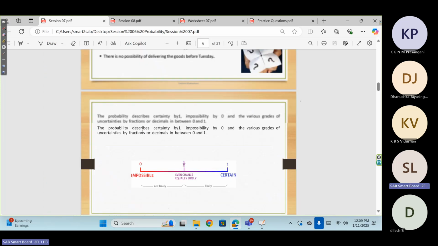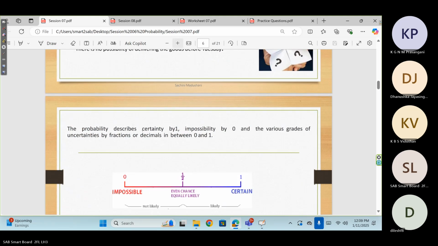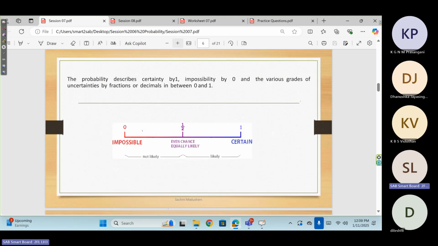Then these are the numerical values we can assign to the probability. We start from 0, then the maximum value is plus 1. It means we cannot get a negative value for the probability. Always that value should be positive, but it is not more than 1. Maximum value is 1. Understood?